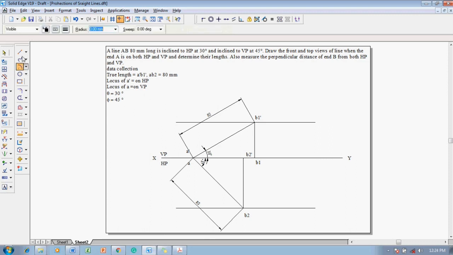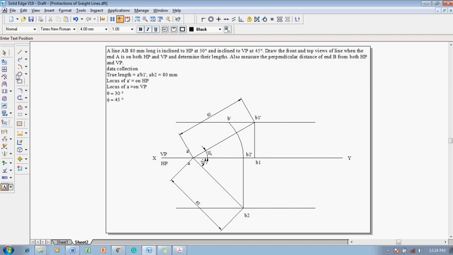Then we know that using the arc by center point command, A dash to B2 dash is the front view length. The front view length will be projected till the locus of B dash to get the position of B dash. Now using the text command, let me mark this point as B dash.